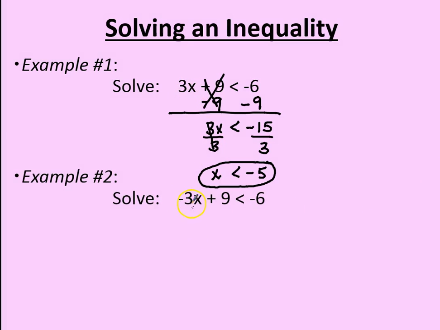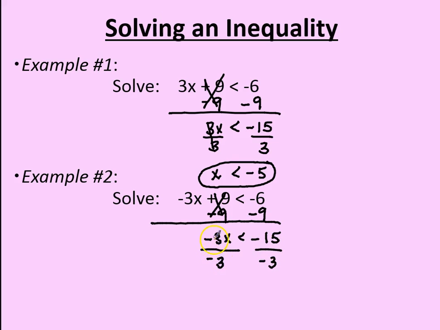Now let's look at the same terms, except the only difference is the negative sign in front of the 3. So to solve -3x plus 9 is less than -6, I'll again subtract 9 from each side. So -3x is less than -15. But now when I divide by a negative, which happens to be -3, -3 divided by -3 makes 1, so I have 1x, or just x.